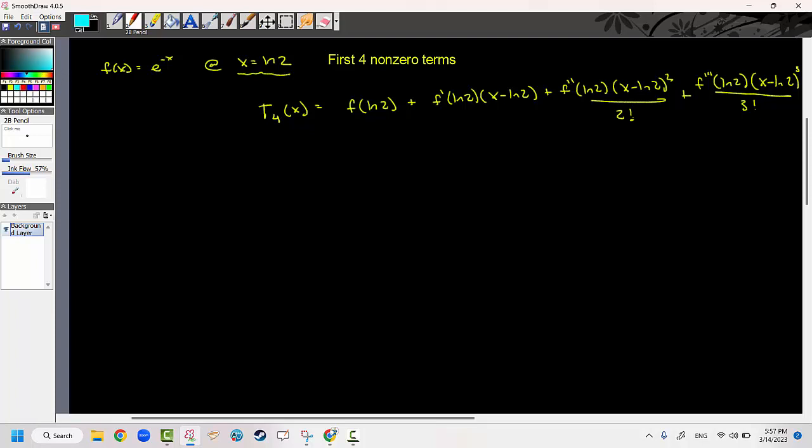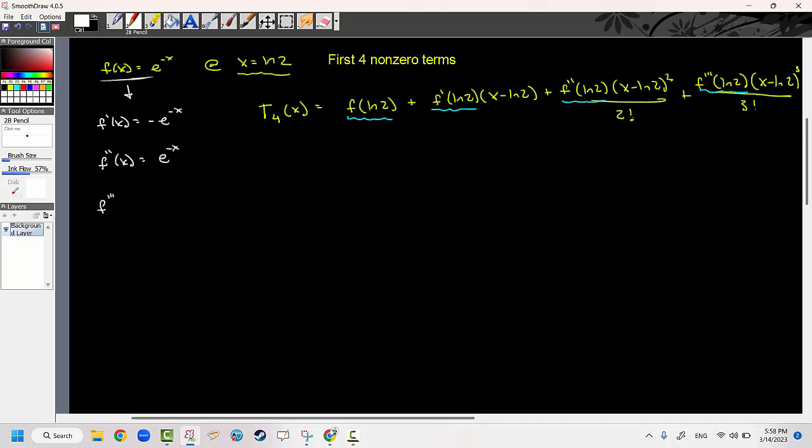All I have to do now is replace this guy, this guy, this guy, and this guy. How do I do that? Well, I start taking derivatives of my function here. So f prime of x is going to be negative e to the negative x for chain rule. f double prime is going to be e to the negative x for chain rule.